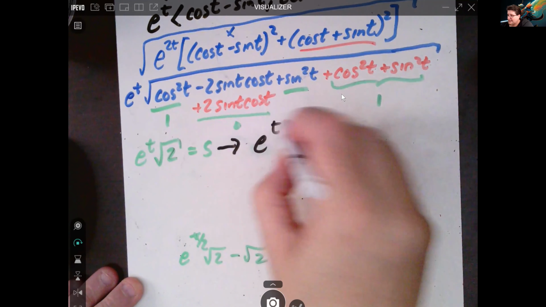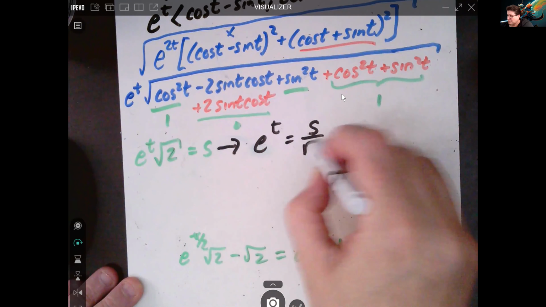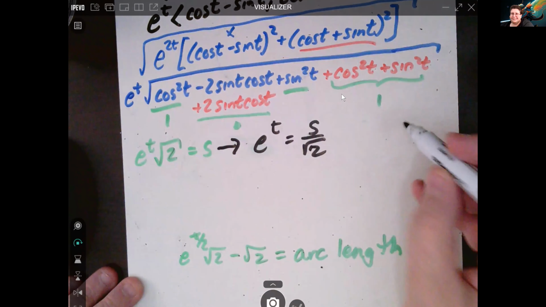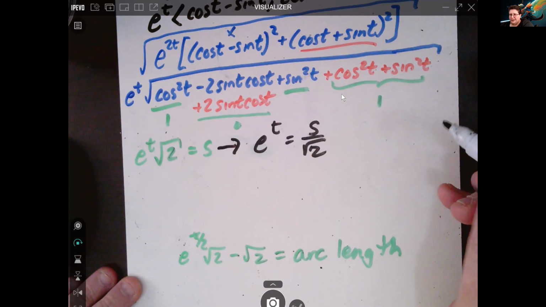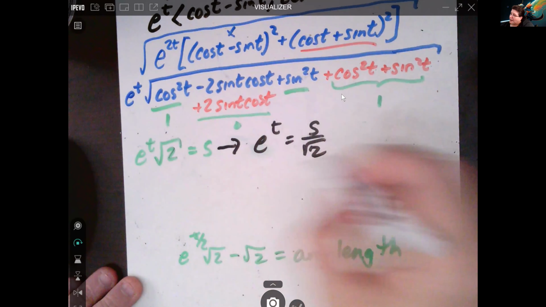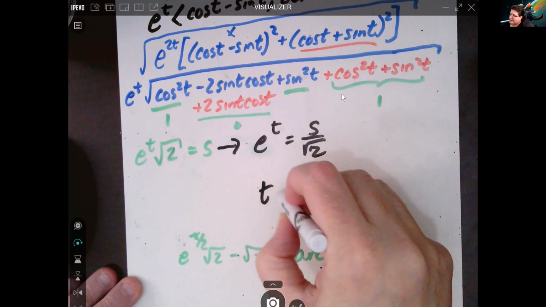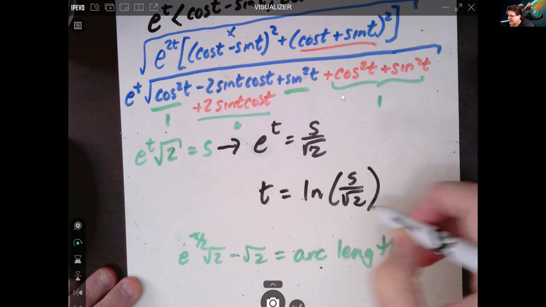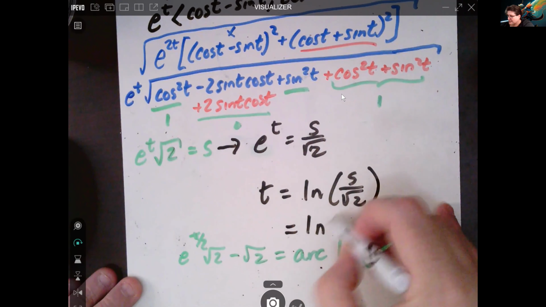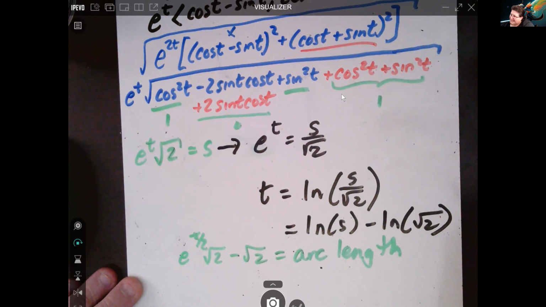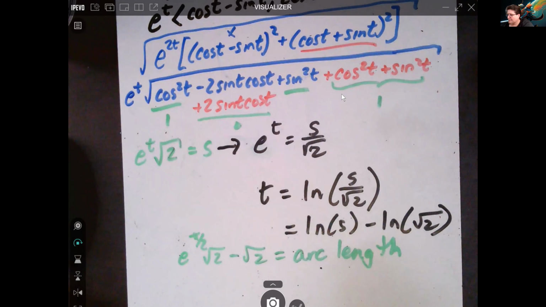So we got e to the t equals s over root 2. And who remembers how to get rid of exponentials? Natural log. Yeah, we take the natural log of both sides. So I got t on the left, and I got natural log of s over root 2. We could leave it like that, or we could write natural log of s minus natural log of root 2. I think I like the condensed form better, but that's just a quick reminder on natural log laws.